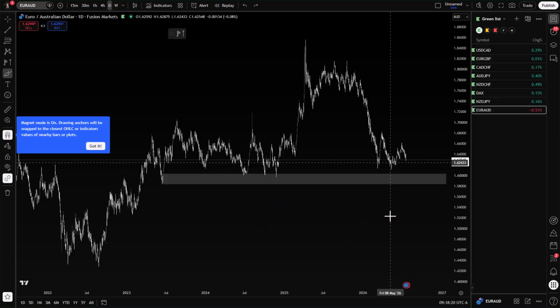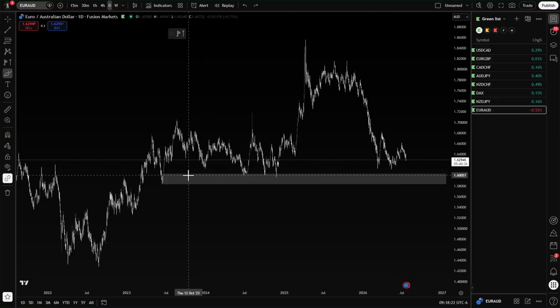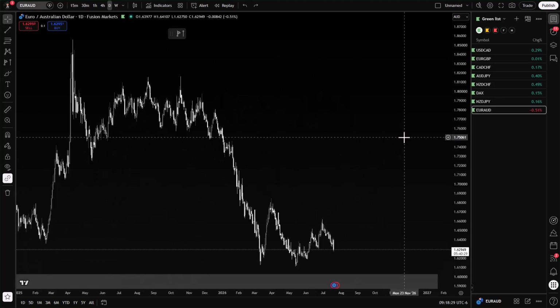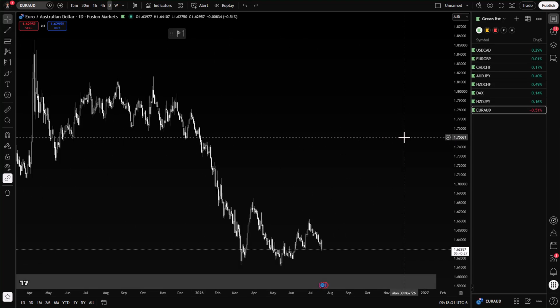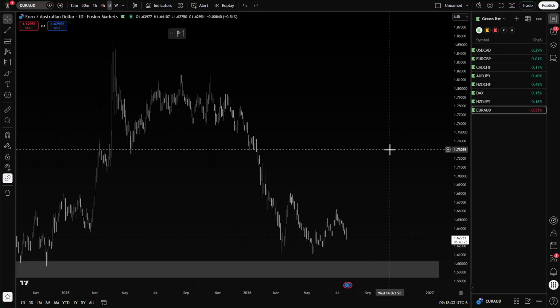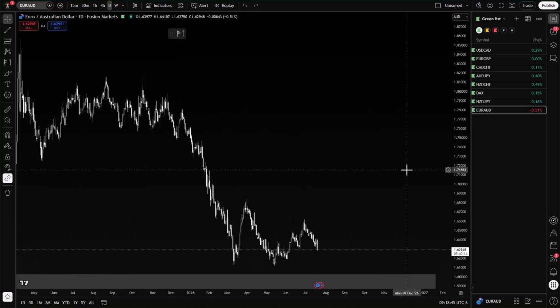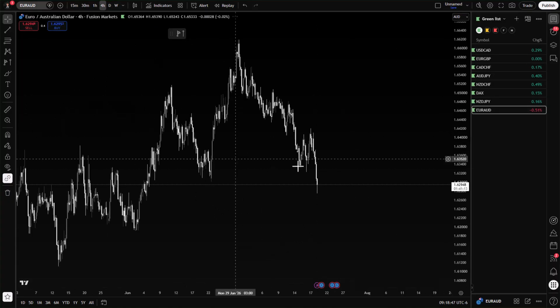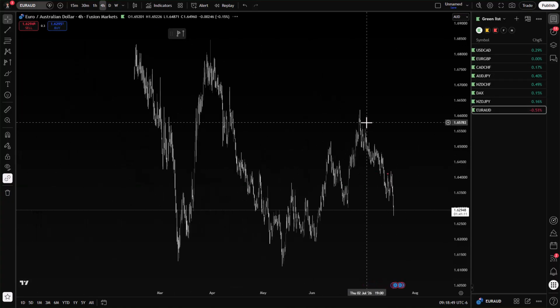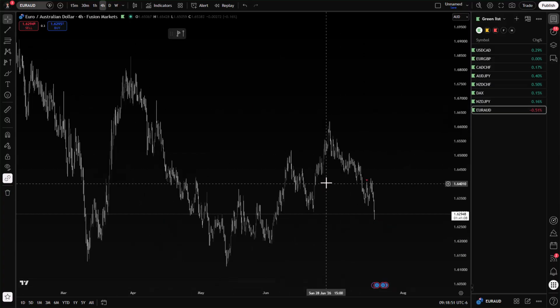Why? Because the more a level is touched, the weaker it becomes. So when I see this on the daily time frame, I see that we have more probability on the bearish side. I'll start looking for sell orders.